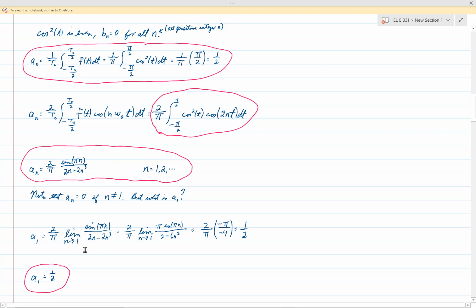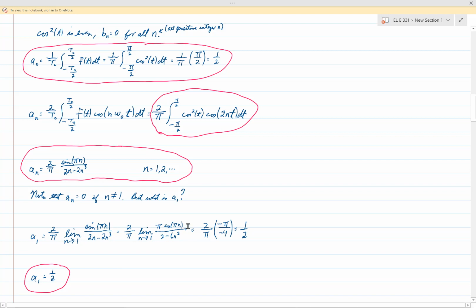So, I'll go even more slowly, step by step. This is what we have at first. Rather than evaluating this exactly at n equals 1, we're going to take the limit as n goes to 1. And since that gives us 0 over 0, when we don't know what that's equal to, then we use L'Hopital's rule.